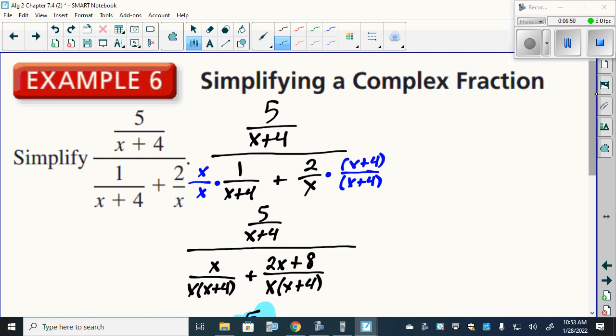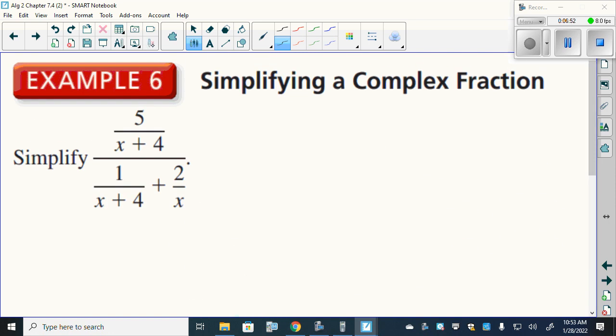So we had all this here. I'm going to erase it all. I'm going to move on to method 2. Now, just looking at the numerator. If I just look at the numerator, what would happen if I multiply this by x plus 4? If I multiply the numerator, just the 5 over x plus 4 by x plus 4, what would happen?